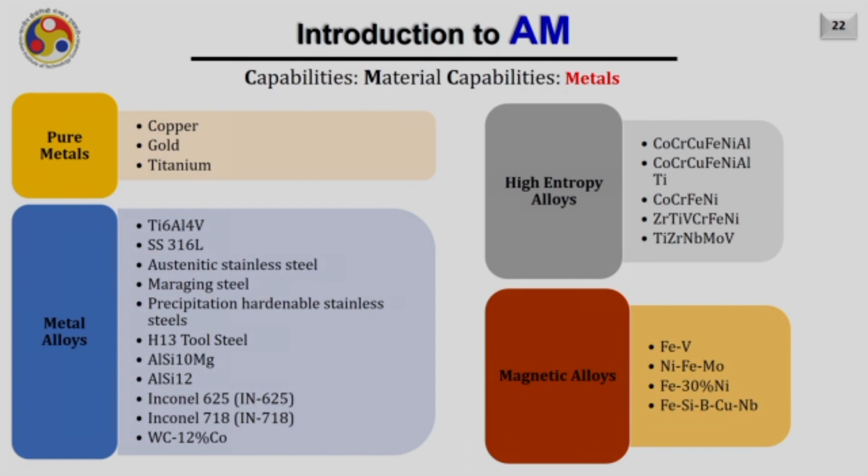Metals, a lot of metals have already been explored, and some of them are being explored by researchers. Some of them are highlighted here, those available in the literature, such as the pure metals copper, gold and titanium, which have already been tested. The parts have already been produced by these metals, and the metal alloys listed here have already been tested and are available in literature. The high entropy alloys, the magnetic alloys, all are possible to process through additive manufacturing technology.